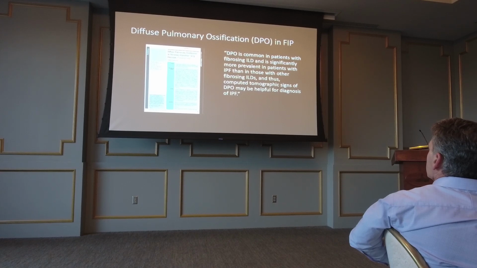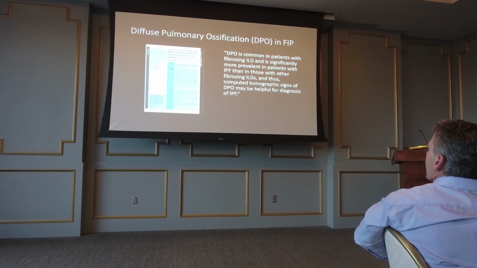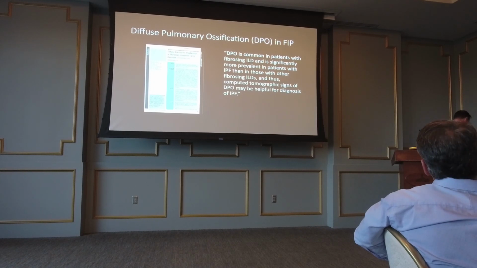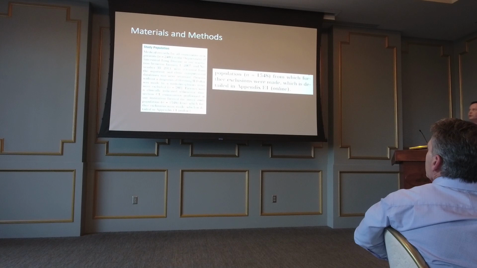this is Egashira, I think it was 2017. It's hard to see here, I have to zoom in, but even though Egashira is from Japan, the group was primarily the Brompton from London. They put this article out that said DPO is common in patients with fibrosing ILD and is significantly more prevalent and might be useful in differentiating DPO from IPF. And reading this article, I immediately knew it's not true. I see fibrosis all the time, and I see DPO in connective tissue diseases all the time. So the question is, how do you make something true statistically that is not true? So you go into the materials and methods, and you find this little sentence.